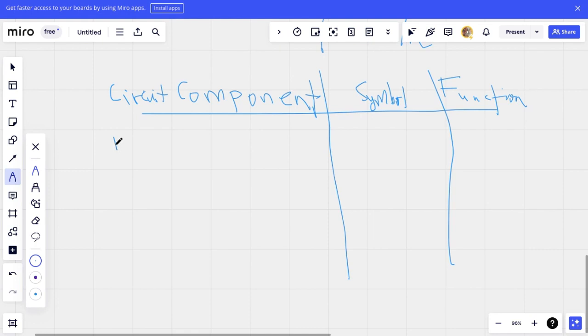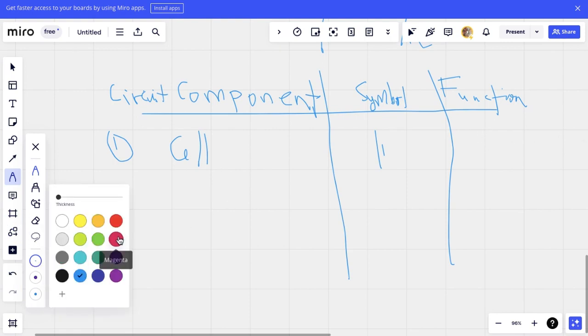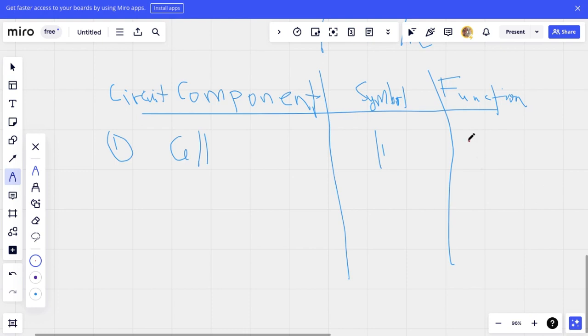Number one, we say cell. The symbol of a cell is simply one long arm and one short arm. What it does is provide energy.